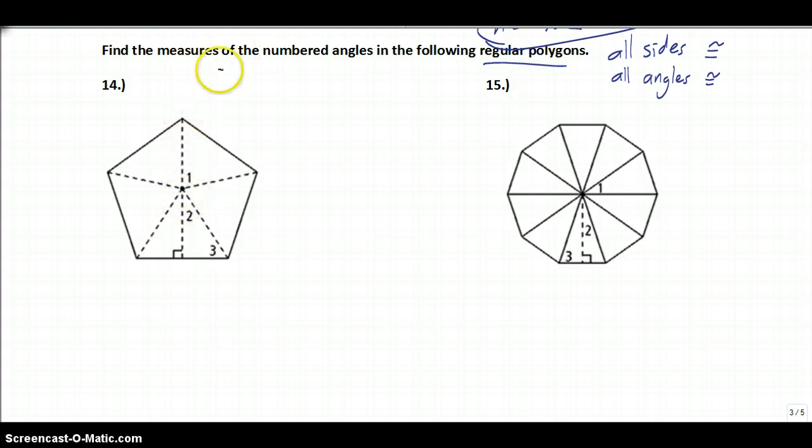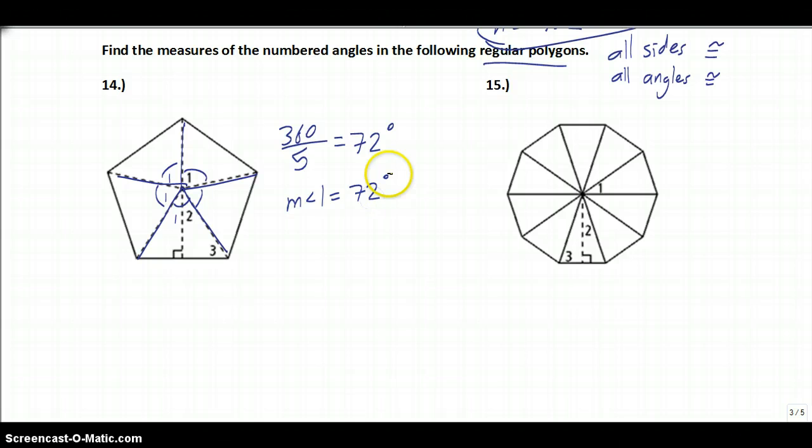Anyway, angle 1. What I notice is there are basically 5 of those angle 1s. These are all angle 1, right? And they're all congruent. So you take 360 divided by, really, the number of sides. 360 divided by 5 is 72 degrees. So that's the measure of angle 1, 72 degrees.